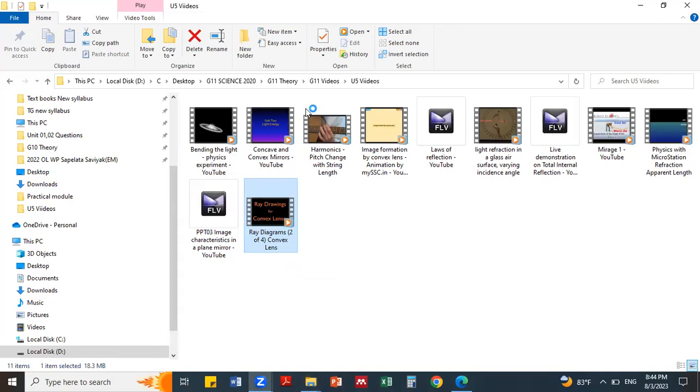You can use more than 2 or any number of rays, but at the end you should get the image at the same position, Shahid. Minimum you have to start 2 rays, because from only 1 ray you can't get the image. Okay.